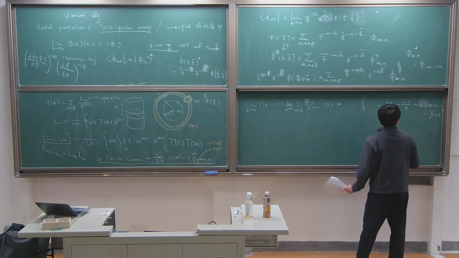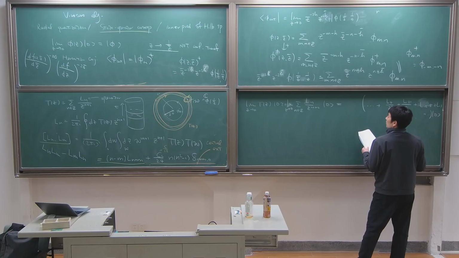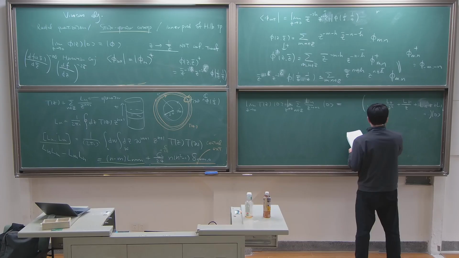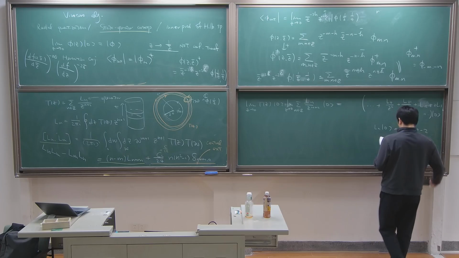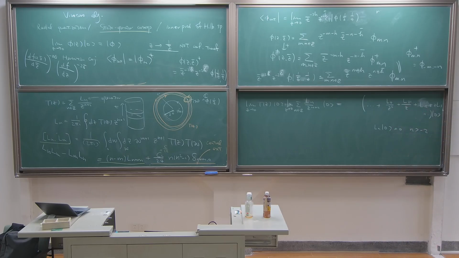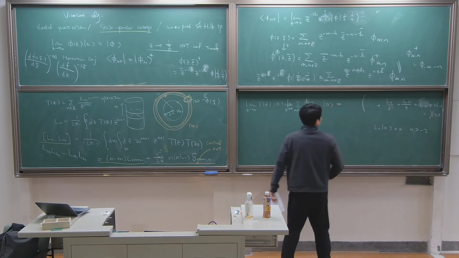Oh, sorry. What am I doing here? Oh, it's okay. So L_n acting on the vacuum |0> should be 0 when n is greater than minus 2. That's what we need to define. That's how we define the vacuum. Is that okay? So therefore, the state-operator correspondence.